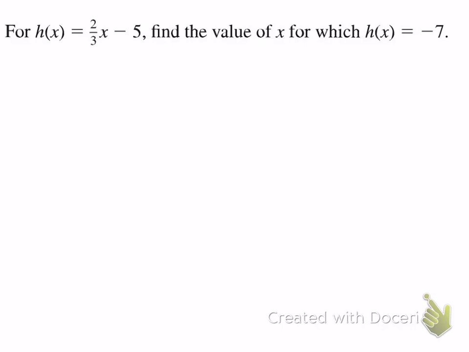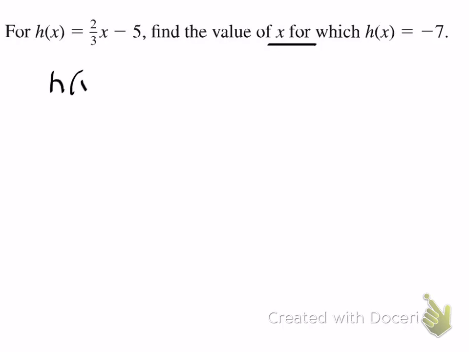Now, for h of x equals 2/3 x minus 5. Write this one down. Find the value of x for which h of x equals -7. What are they wanting? Yeah, I have to find what x equals. I'm looking for my input. Okay, so how would I go about doing this?